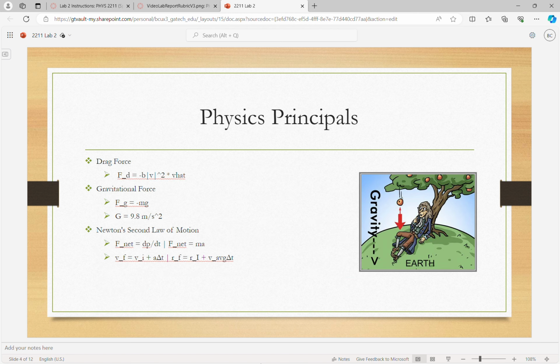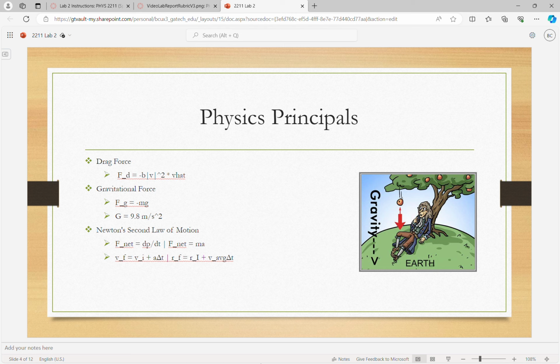So, some physics principles. Number one is going to be drag force. This was a new one that we had to play around with, especially with our code, and we're going to get into that whenever we look at the code. But drag is a force that acts against gravity, so while gravity pushes down, drag is going to be pushing up.